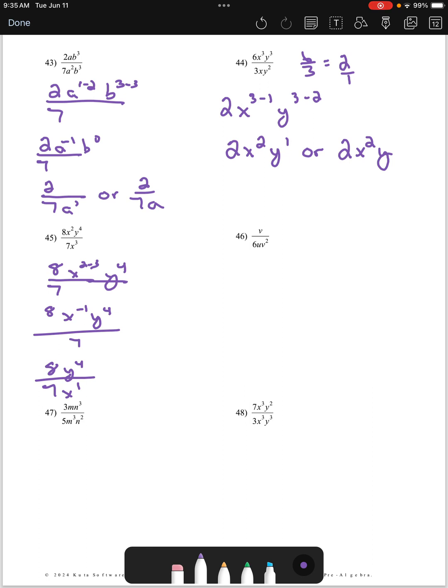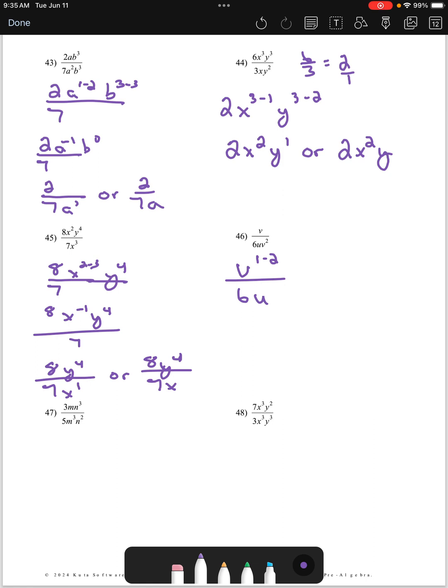That negative exponent is a problem. So the 8 can stay where it is, the y to the fourth can stay where it is, but the x needs to drop into the denominator and join the 7, strictly so its exponent can be positive instead of negative. And as always, you do not have to write the exponent of 1. I will happily take 8y to the fourth over 7x as well.